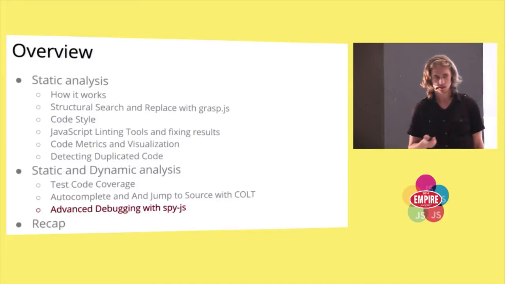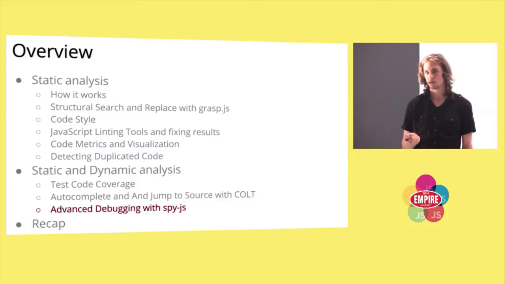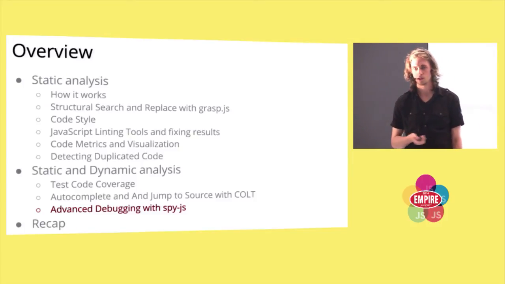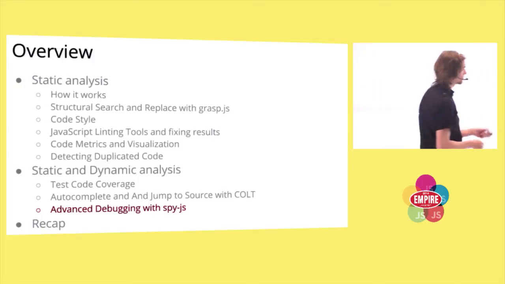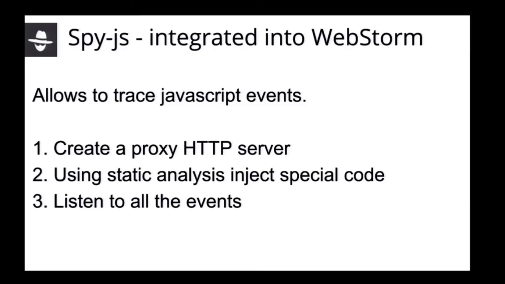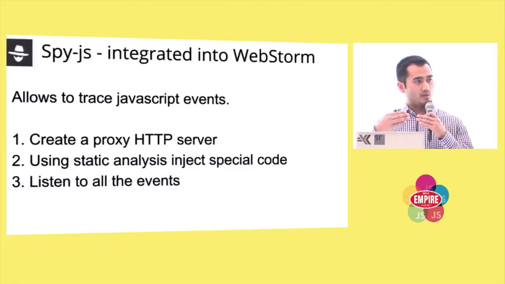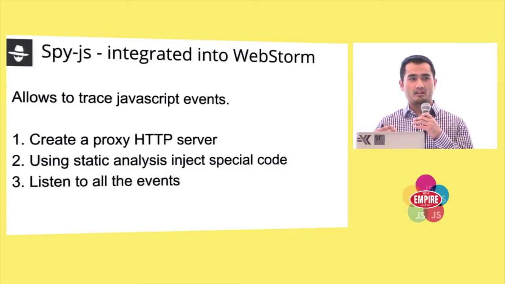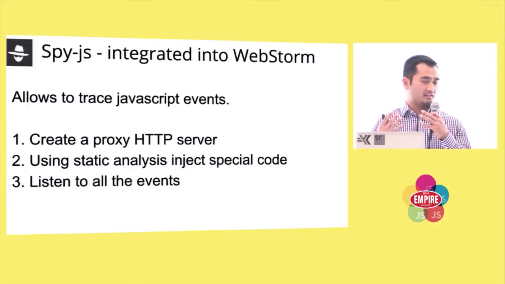It's called SpyJS. It used to be a standalone web application, but actually IntelliJ acquired it recently. So now it's a part of WebStorm. SpyJS is similar to the previous tools we talked about in certain ways. What it does is we have a static HTTP server through which you get your content, and on the fly it will insert its own code. It will wrap all of your code with certain hooks so that it calls back to your IDE with whatever's happening. And then you can, at the end, get an event log on your IDE. And all of that code injection happens via static analysis.